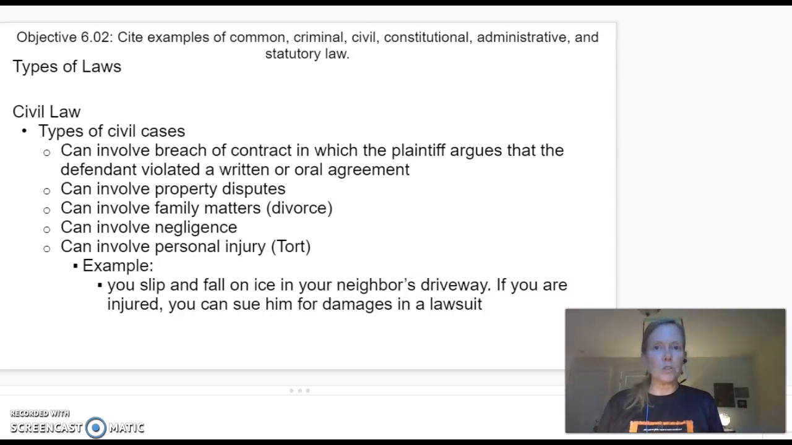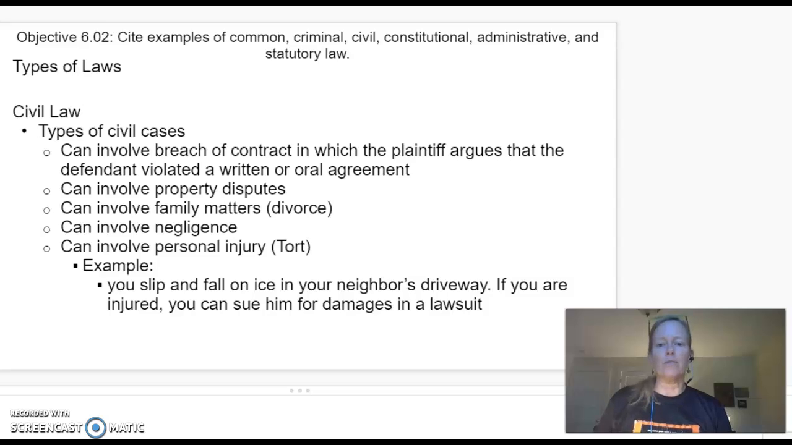Property disputes. Your dog chewed up somebody's handbag and you want to sue for that. Yes, that is a civil case. Can also involve family matters. So we think of divorce court, child custody, all of that stuff. That also happens in civil cases, okay, and civil court. Family law is a whole section that goes with this, but it all falls under that big umbrella of civil.